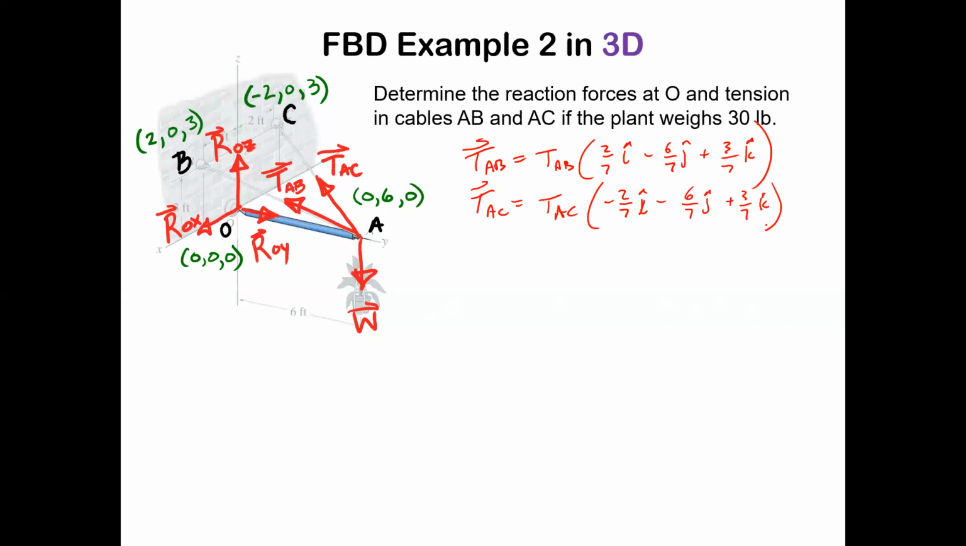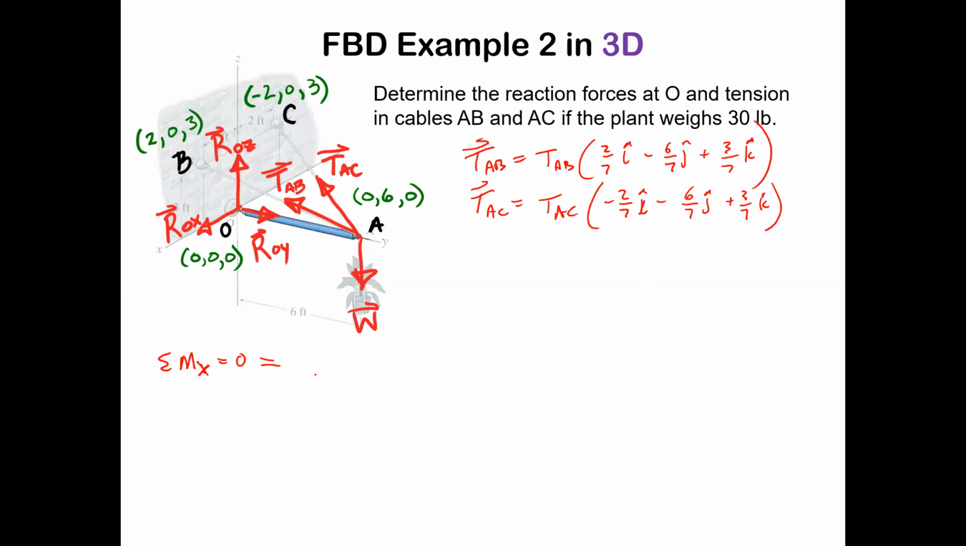So with the moments, you can find, say, the sum of the moments about the x-axis equals 0. Let's look at that. Do the sum of the moments about the x-axis equal to 0. What happens is, what's going to give us a moment about the x-axis?